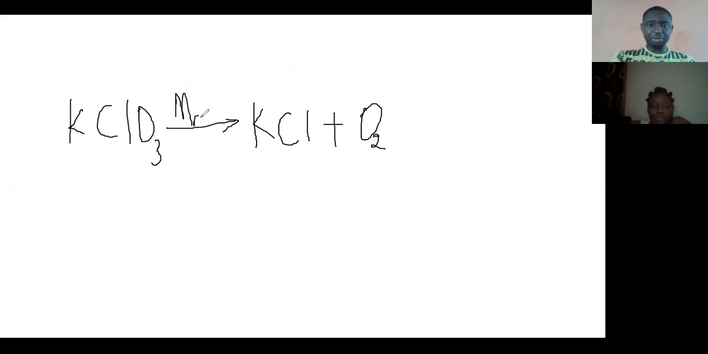The catalyst we'll be using here is manganese IV oxide. Now, a catalyst is a substance that alters the rate of chemical reaction. Some people, when asked to define a catalyst, say it is a substance that speeds up the rate of chemical reaction. No, it doesn't only speed up, it can also slow down the rate of chemical reaction.